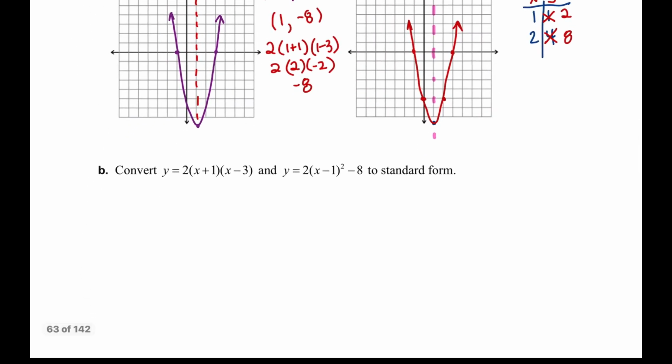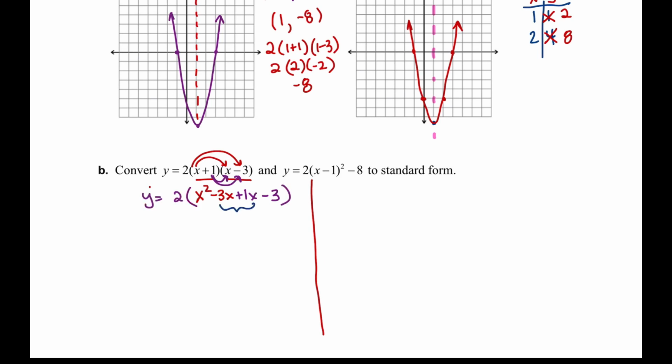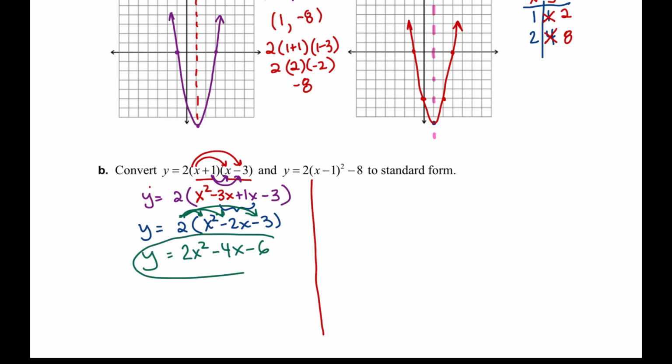So we're going to take each of these and convert them to standard form. On the left, we're going to take our x plus 1 and our x minus 3, and we're going to multiply them out by FOILing. X times x is x squared. X times -3 is -3x. Then we have our 1 times x is plus 1x, and our 1 times -3 is a -3. We're going to combine the like terms together. We take the 2 and we multiply it through using the distributive property of multiplication. And we have our equation in standard form.